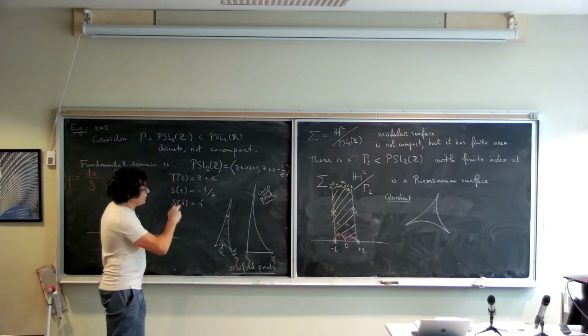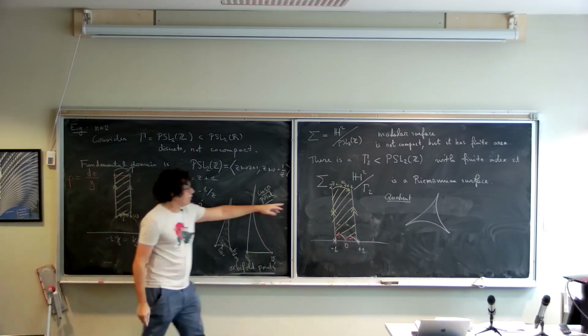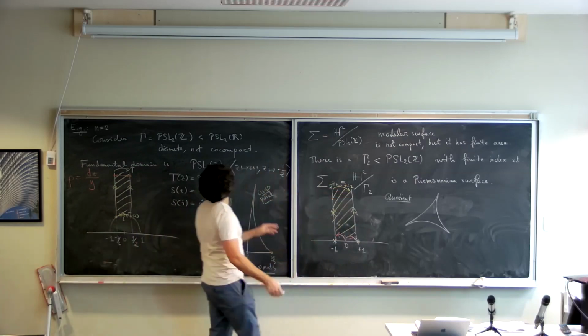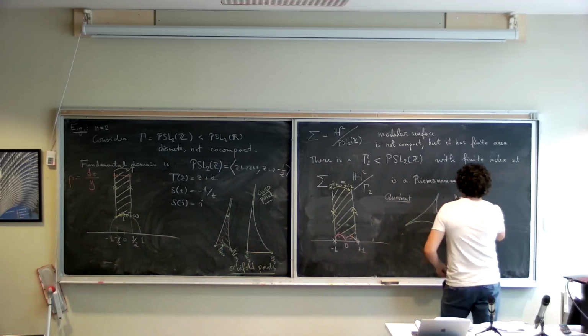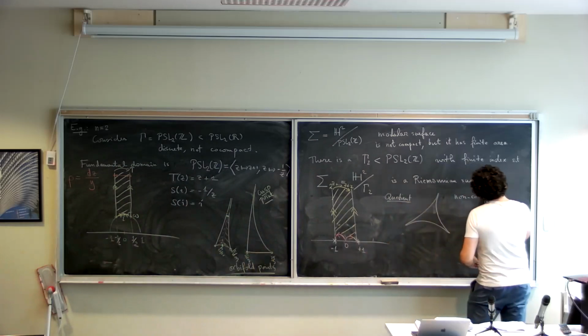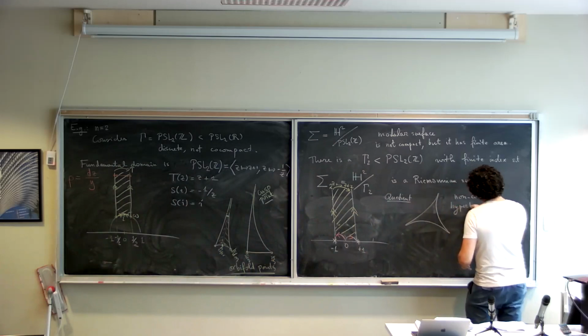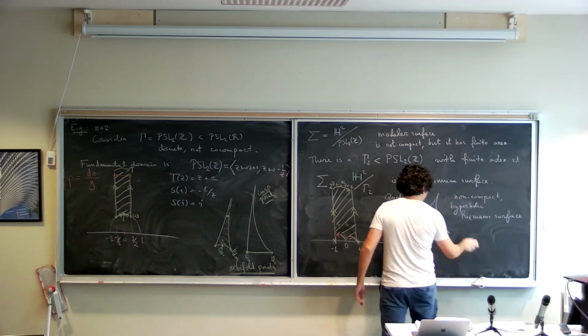Anyways, this group is not very far from this one. It is just a finite index subgroup of this one. And then when you quotient, you get again a non-compact hyperbolic surface, a Riemann surface, which has three cusps.